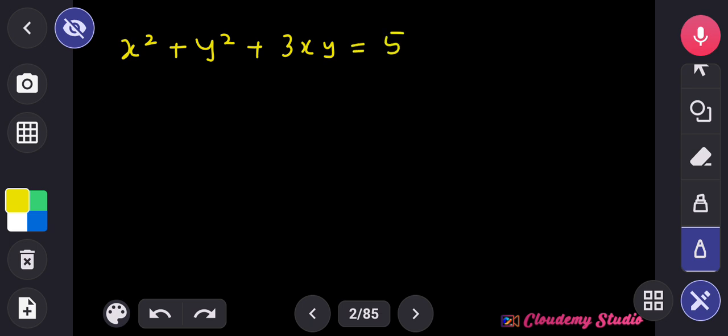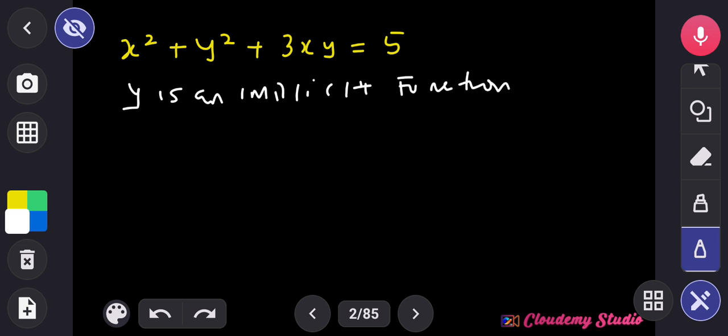If you look at it very well, you will notice that y is an implicit function of x. So in this case, what I'm going to do is apply something we refer to as partial derivative, partial differentiation. I'm going to be partial with my differentiation.